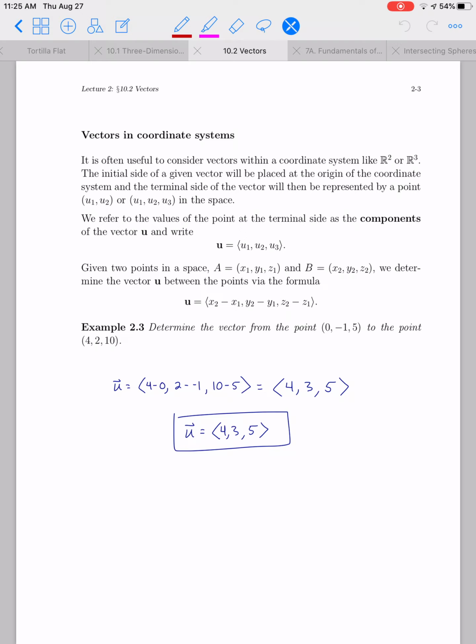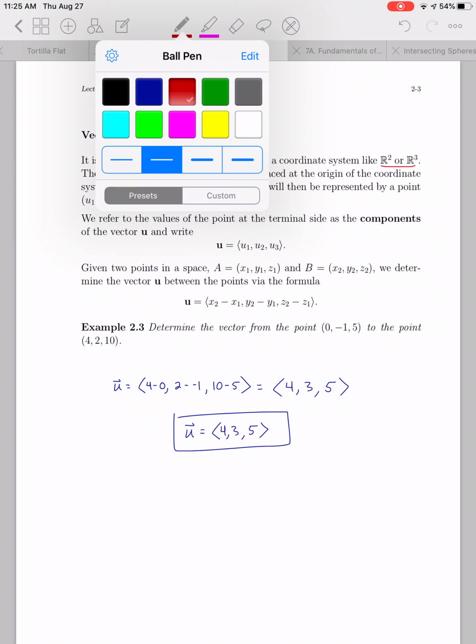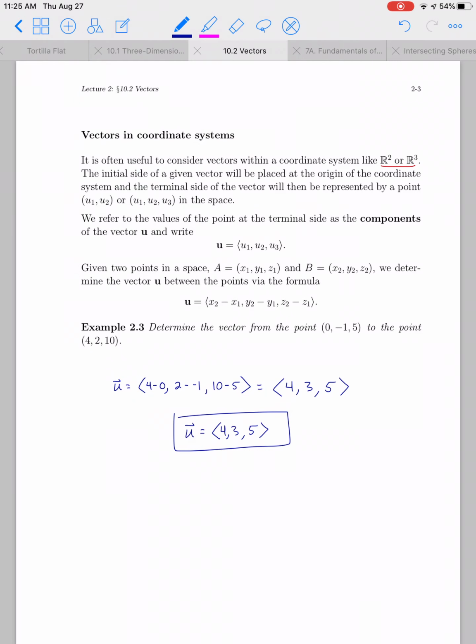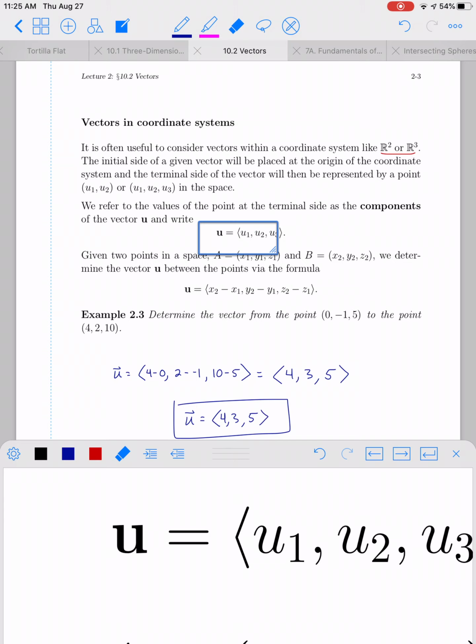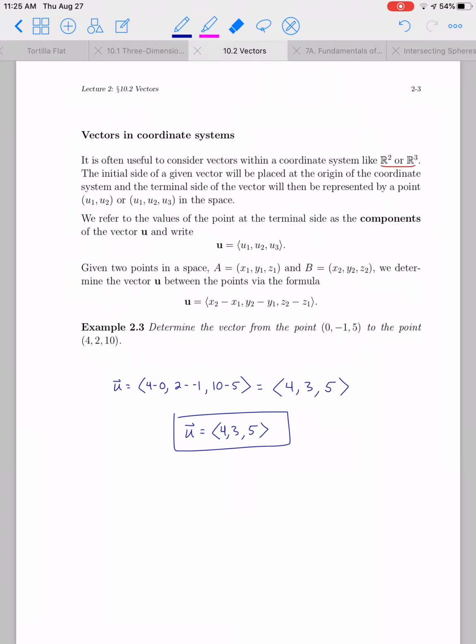Now, vector coordinate systems. We'll often refer to vectors in terms of their components, xy components for R2, xyz components for R3, the two spaces that we might work in this semester. So we'll commonly see these. Now, vector notation will be angle brackets: ⟨u1, u2, u3⟩. This would be a vector in R3 since it has 3 components.